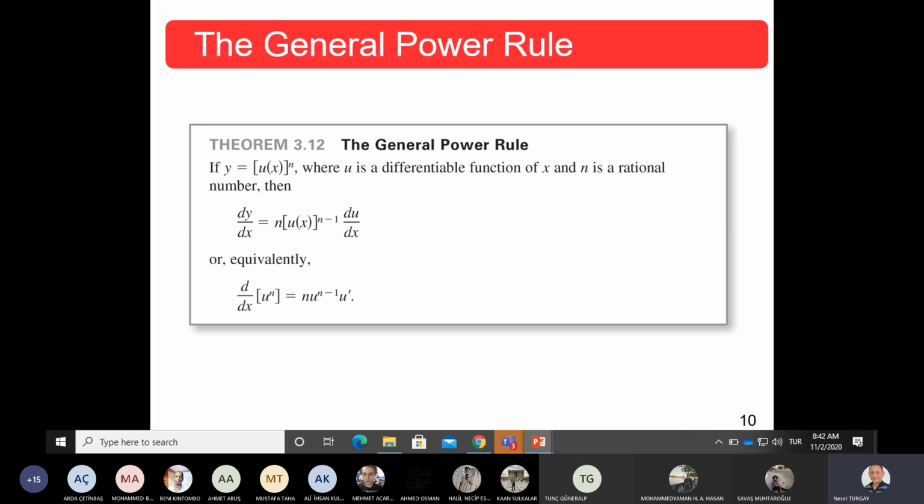So this just gives you how you can use the chain rule if your function y is in this form. So when your function y is n power of u of x, where u is a differentiable function of x and n is a rational number, then the derivative of y with respect to x is equal to n times u to the power n minus 1 times the derivative of u with respect to x, or equivalently, you can write it like that: n times u to the power n minus 1 times u prime. So instead of this notation, you can write the notation with the prime.